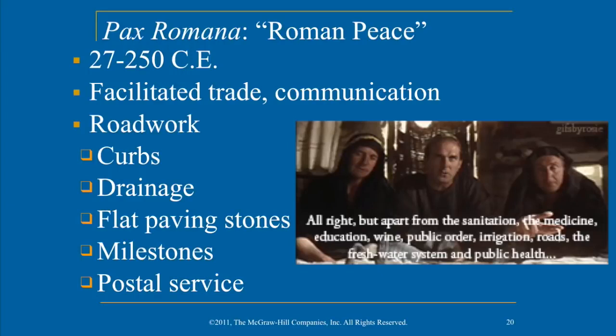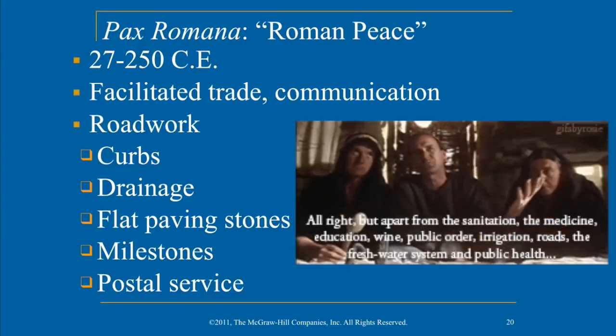Next, we're going to talk about the Pax Romana, or the Roman Peace. Between 27 and 250 CE, Rome was known for establishing a peace that had never really been seen in that part of the world for a very long time. Through the Roman Peace, or at least the threat that you're going to get screwed or killed if you mess with Rome, they were able to facilitate trade and communication.